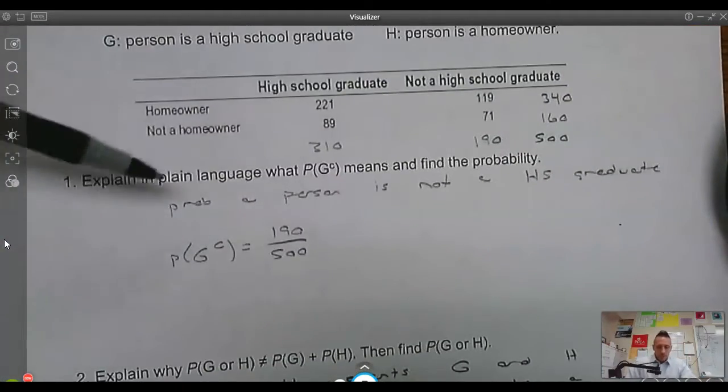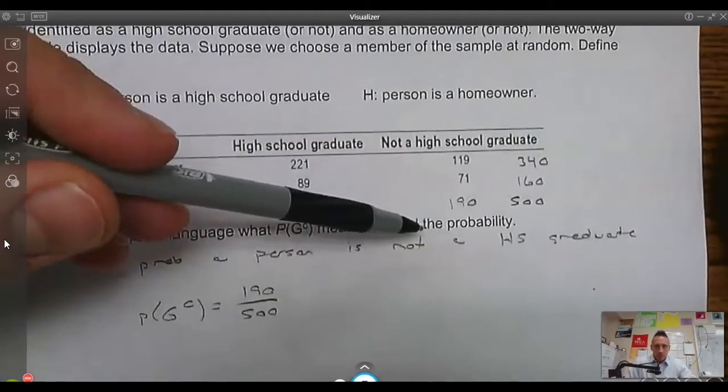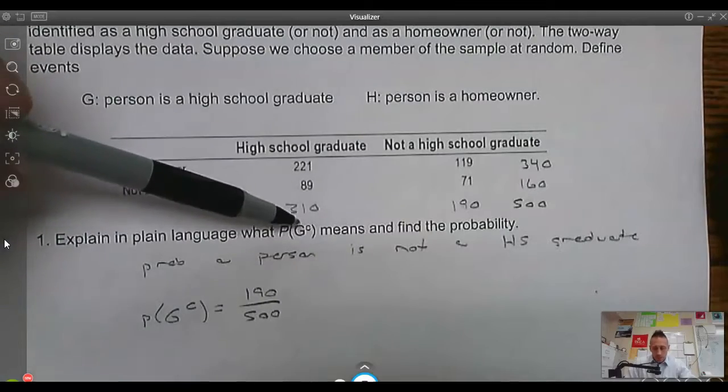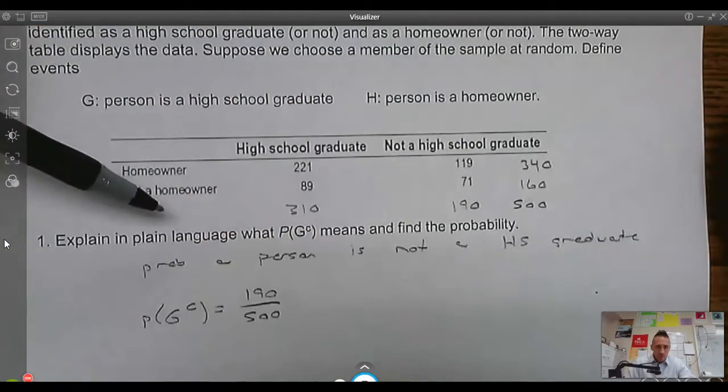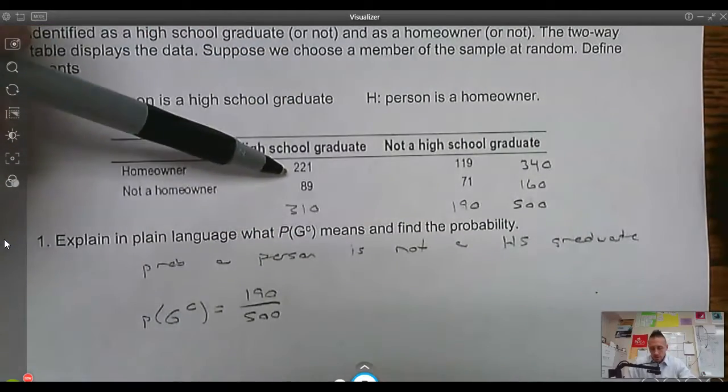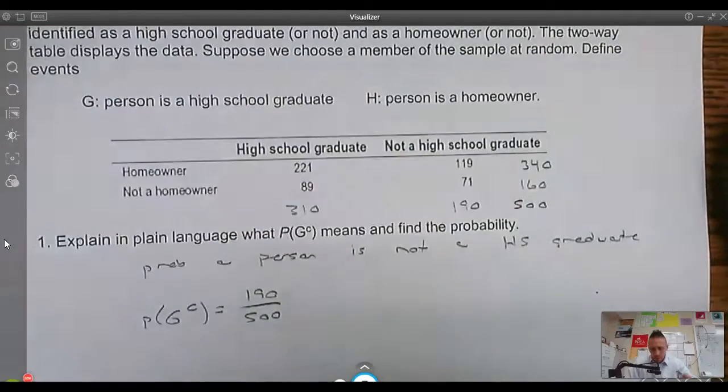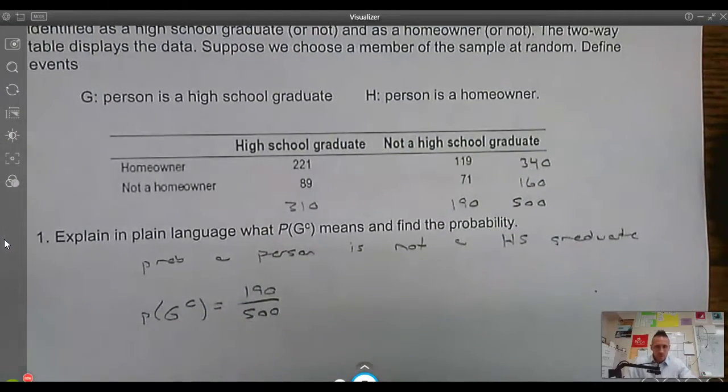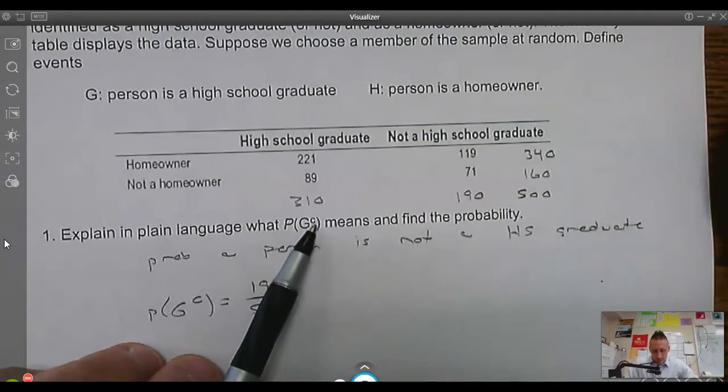Question 1, explain in plain language what this means and find the probability. First of all, I needed to take this two-way table and figure out the totals. So I summed up each row, or each column, each row, and then the grand total, which they told us already was 500.